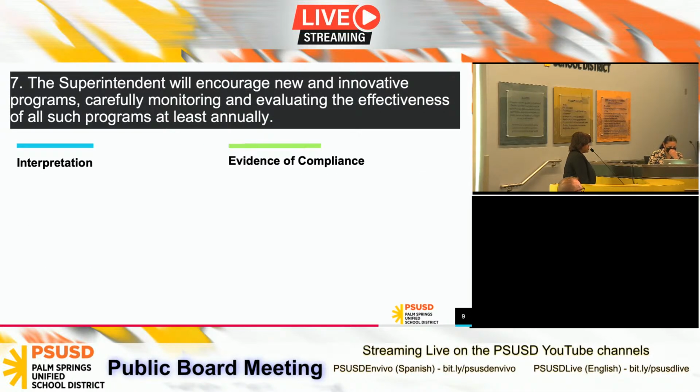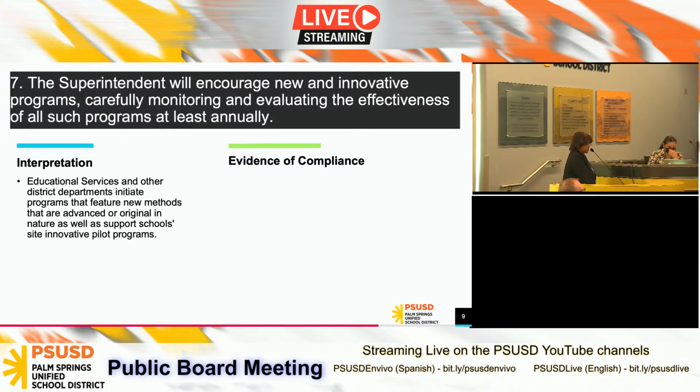Number 7, the superintendent will encourage new and innovative programs, carefully monitoring and evaluating the effectiveness of all such programs at least annually. Our interpretation is that educational services and other district departments initiate programs that feature new methods that are advanced or original in nature, as well as support schools' site innovative pilot programs. Programs are reviewed at least annually prior to being renewed.